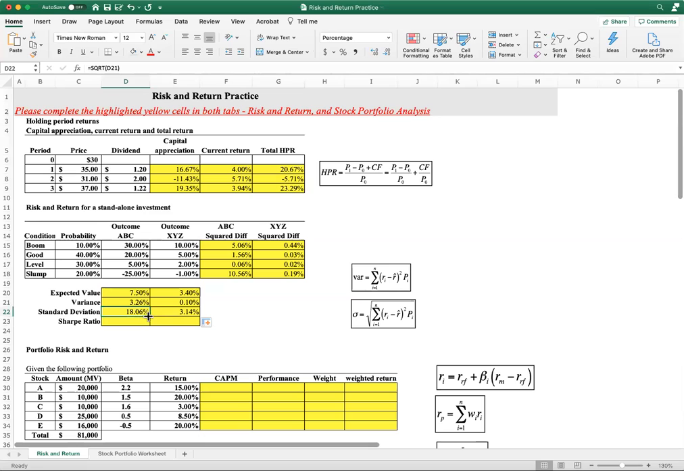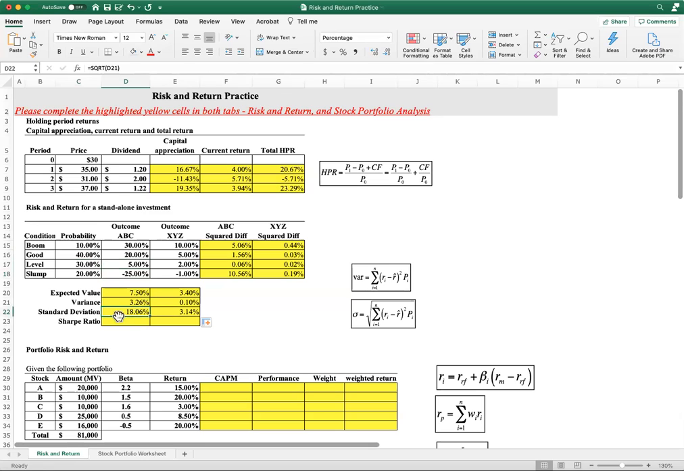What does 18.06% mean? It means that you have an expected return of 7.5% if you're holding ABC, right, with these 4 probable outcomes. But you're likely to get more than that. Is that possible? Of course, because you can get 30%, you can get 20%, right? And this has a 10% chance of happening, this has a 40% chance of happening. Can you get lower than that? Of course, because you can get 5% or 25%, right? So on average, you have this range of 18.06%.